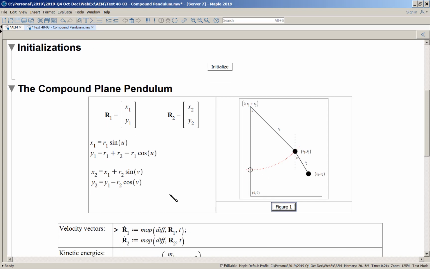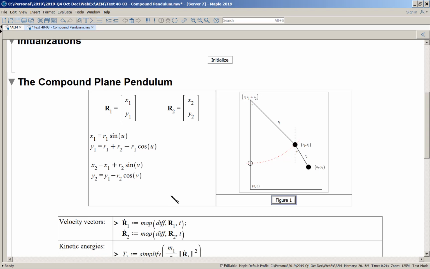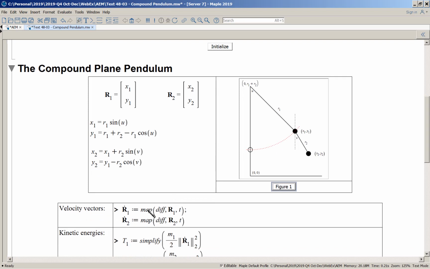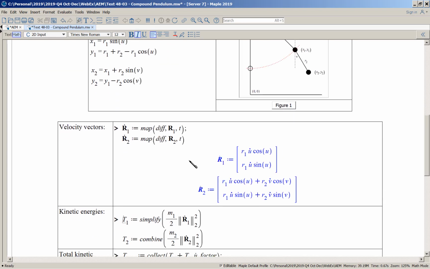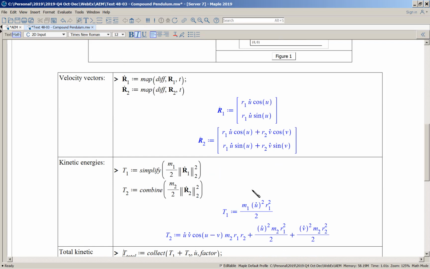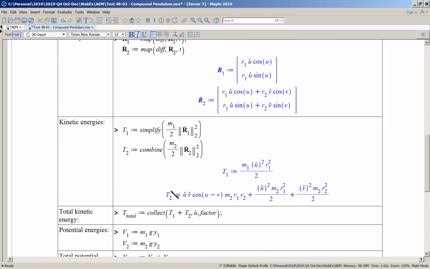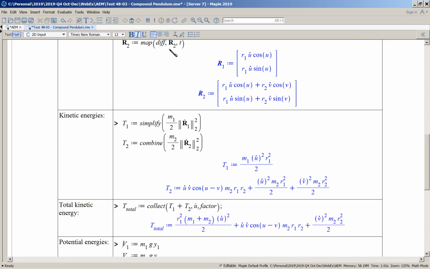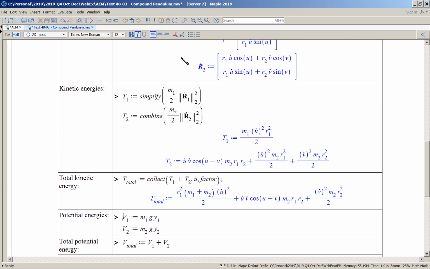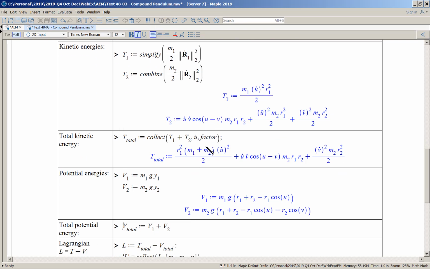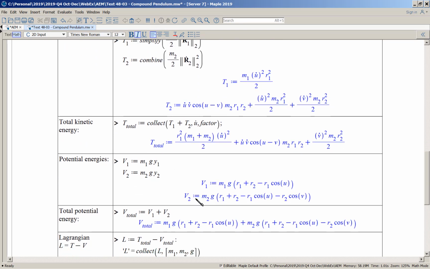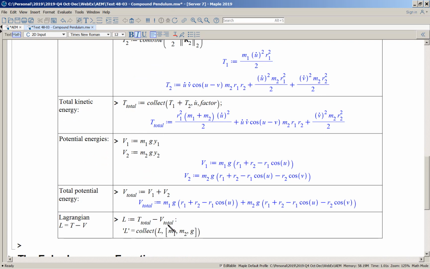Now we're going to use the calculus of variations approach, the Euler-Lagrange equations. So we need kinetic energy and potential energy. To get kinetic energy, we need derivatives. Those are velocities. We need then the kinetic energies, the total kinetic energy being the sum of the kinetic energies of the individual masses. We need potential energies and the total potential of the two masses. And then the Lagrangian is T minus V. So there's the Lagrangian.